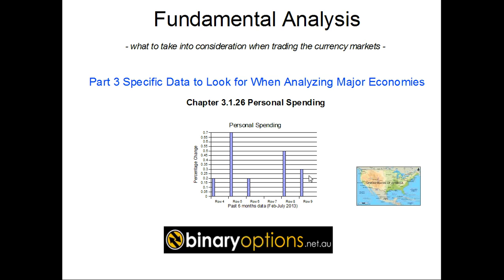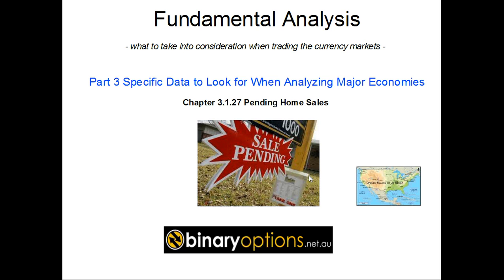We'll move again with our project, and our last indicator for the United States of America. As you can see, 27 indicators for the USA, and the last one is pending home sales. Now this pending home sales is a tricky one, because pending means that the sale is not done, the transaction is not closed, the transaction is not sealed, and it may not be done.